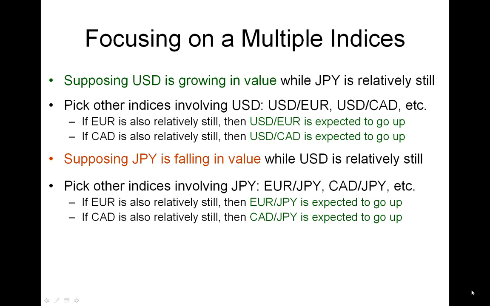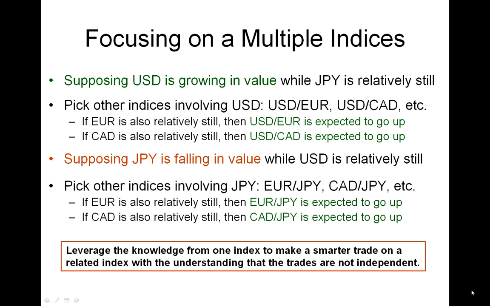And by the same token, if the Canadian dollar is also relatively still, then the value of the Canadian dollar to the Japanese yen is also expected to go up. Essentially, we leverage the knowledge from one index to make a smarter trade on a related index, because we realize that trades need not necessarily be independent. Therefore, what we're trying to do is trade across not just one index at a time, but in parallel.